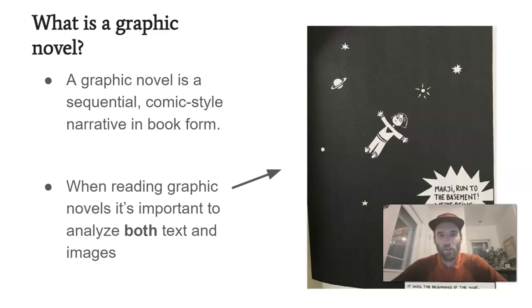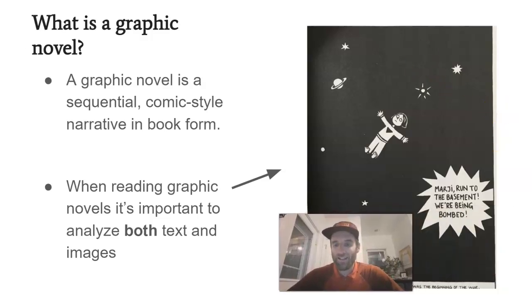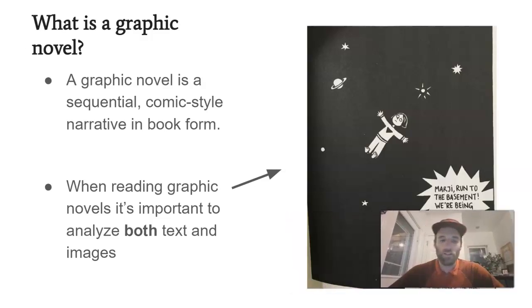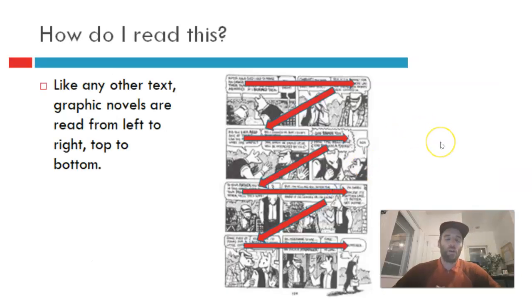When you analyze a graphic novel, which you will be doing as we read, it's very important to make sure you're looking at both the text and the images. We're analyzing both things because they both work together to tell the story. How do I read a graphic novel? Left to right, top to bottom, same as a regular book. Some people like to look at all the images first, then get into the text. Doesn't really matter how you do that.